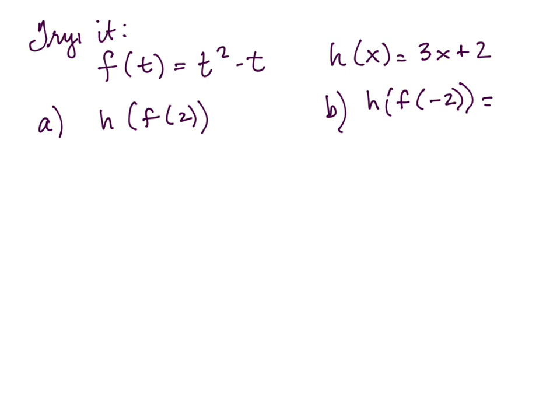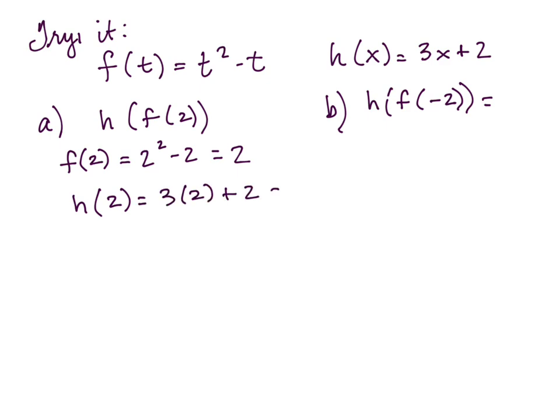All right, talk to me, Shub. What'd you do for part A? What's the first thing you did? Plugged in 2 for the t squared minus t. Okay, so he plugged in 2 into his f function. 2 squared minus 2 left you how much? 2. So now you're going to evaluate h at 2 because f of 2 equals 2. So what is h of 2? We got 8. Perfect. 6 plus 2.